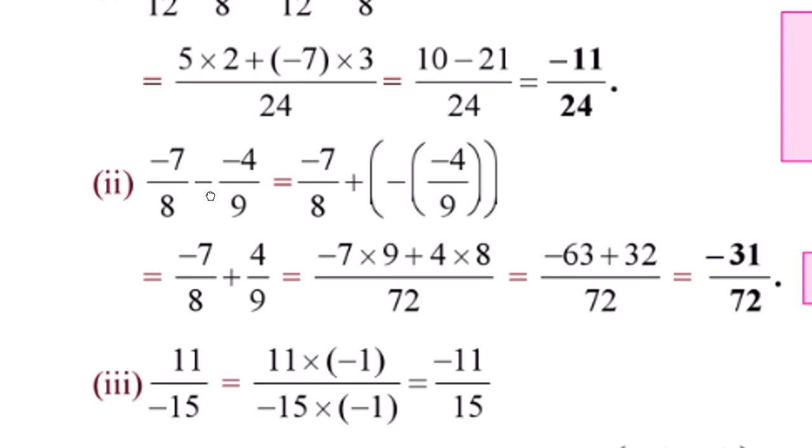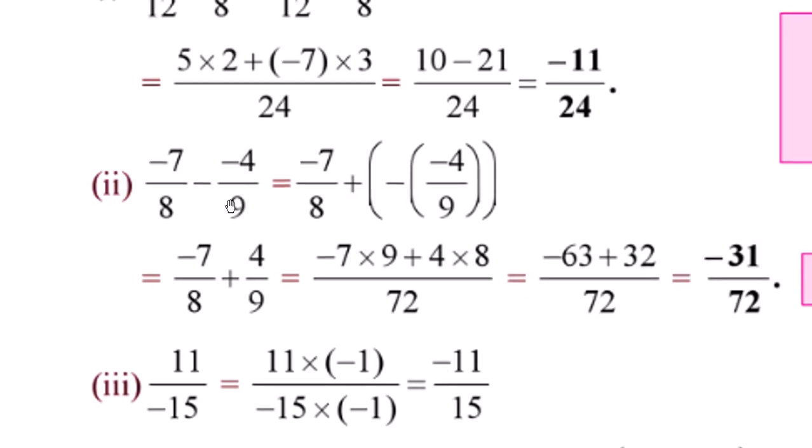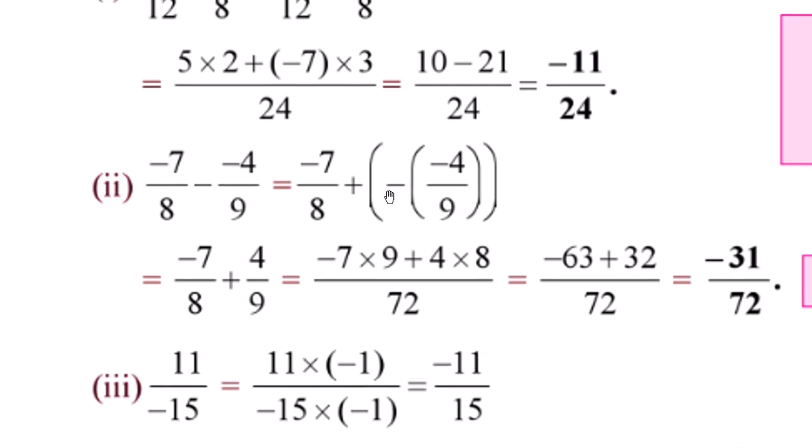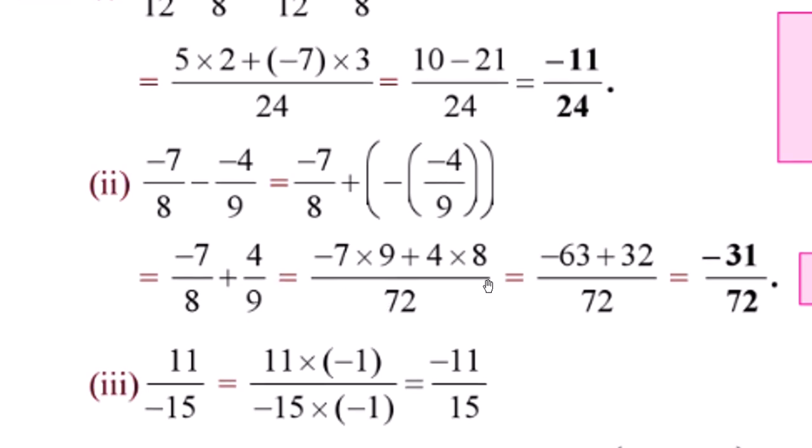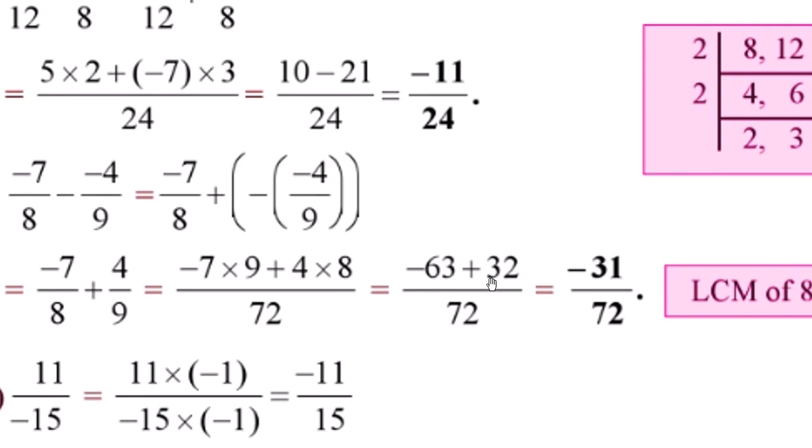Next one: minus 7 by 8 minus minus 4 by 9. So here, the minus we are writing as plus. Subtraction is written as addition. For this sign to be changed, for this whole number, before the bracket we have to keep minus. So minus 7 by 8, minus of minus means minus into minus, plus 4 by 9. 8 and 9, LCM 72. 8 times 9 is 72, so 9 times 7. 9 times 8 is 72, so 8 times 4. So minus 63 plus 32, minus 31 by 72.